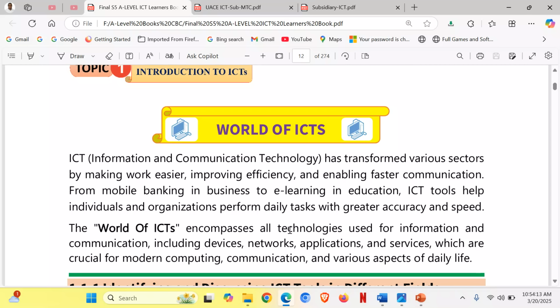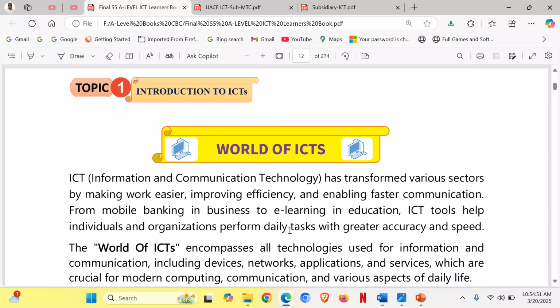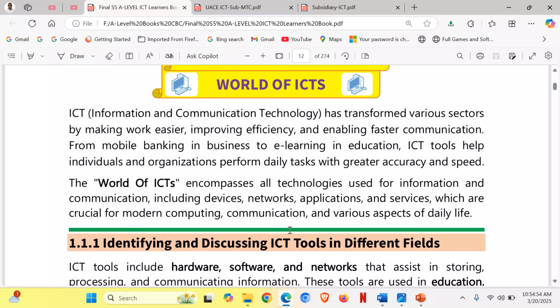From mobile banking in business to e-learning in education, ICT tools help individuals and organizations perform daily tasks with greater accuracy and speed. The world of ICTs encompasses all technologies used for information and communication, including devices, networks, applications, and services which are crucial for modern computing, communication, and various aspects of daily life. We are looking at the world of ICTs, which is under topic 1, Introduction to ICTs.